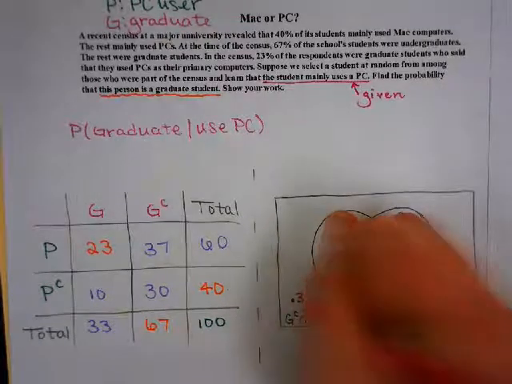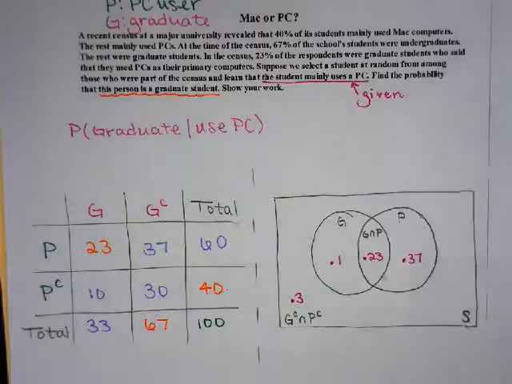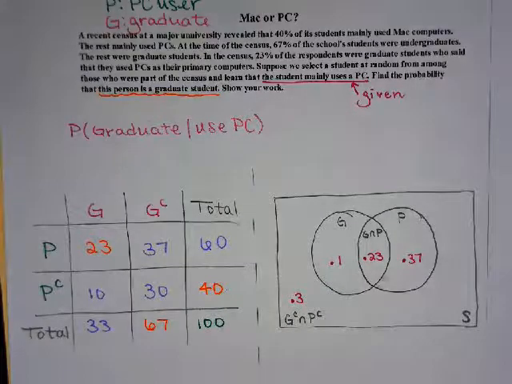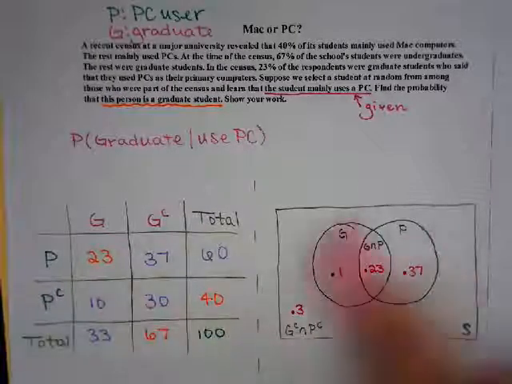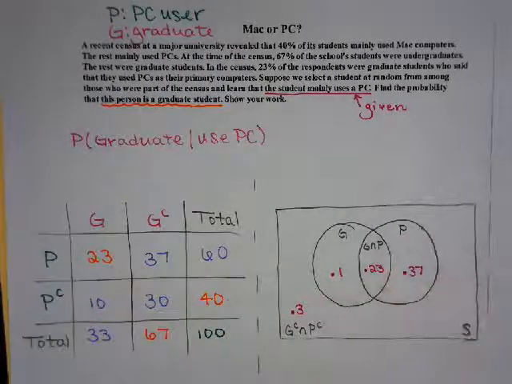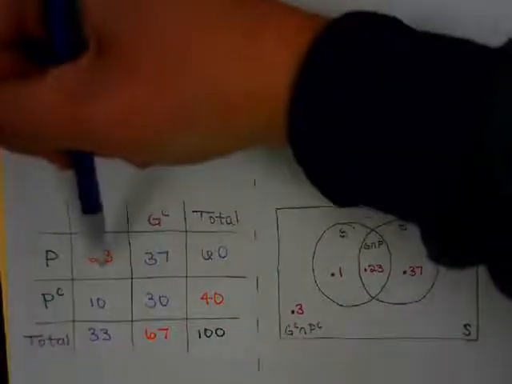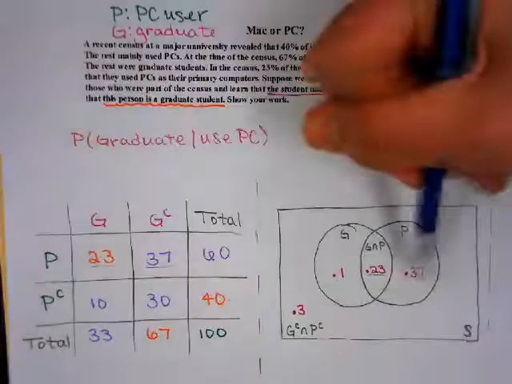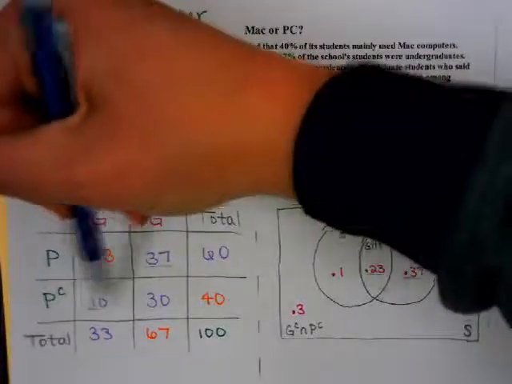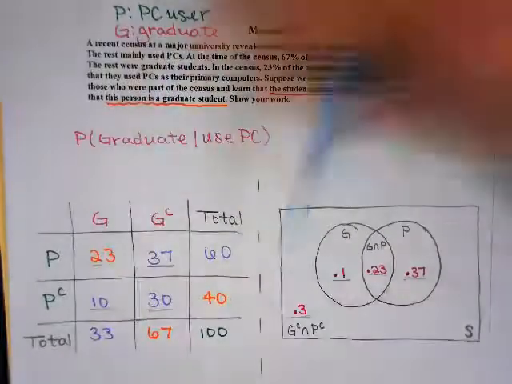So notice that whether you use a table or a Venn diagram, we have the same information: 0.23, 0.37, 0.10. So we get the same information. It's up to you which one makes more sense and you are more comfortable creating so that you can answer the question.